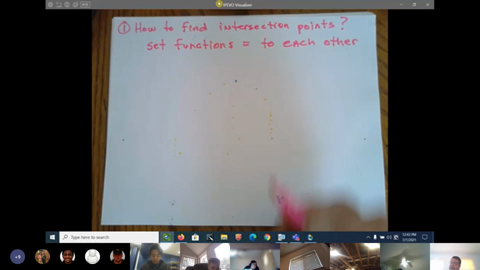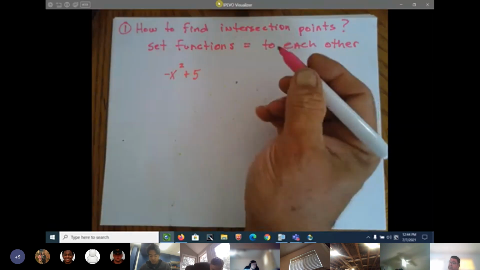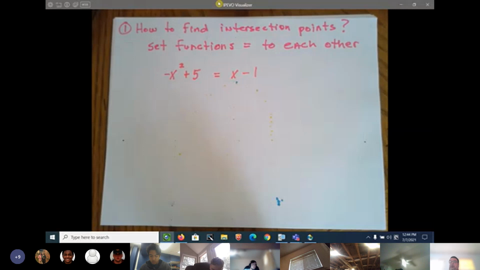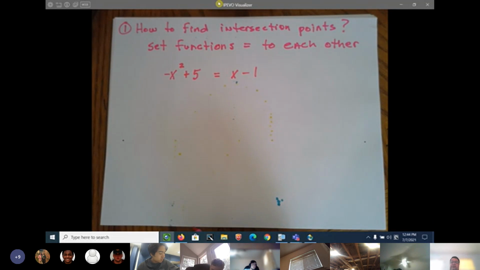So here I'm going to set negative x squared plus 5 equal to x minus 1. And I want y'all to solve that, please. Because all of you have been through algebra. Y'all should be able to solve that. Bring the x and the 1 over. Solve it. Are you going to use complete the square? Yep.